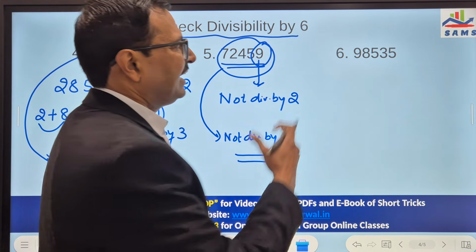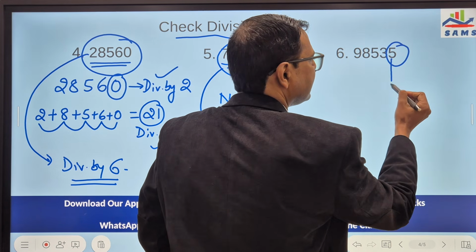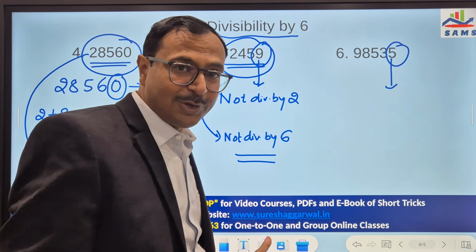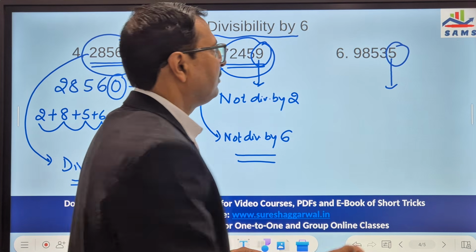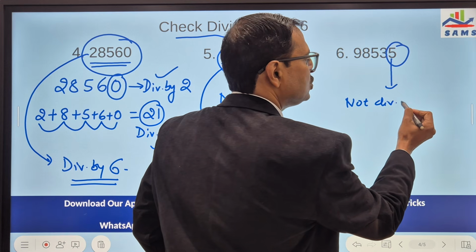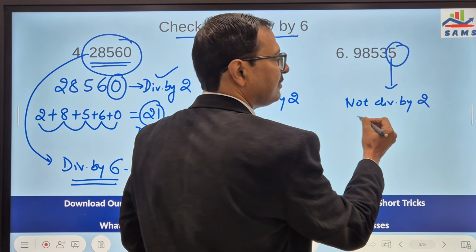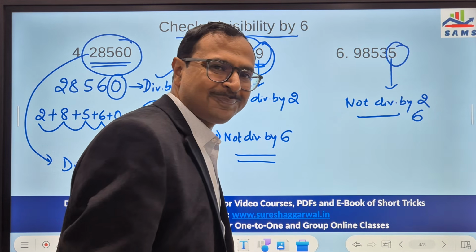Okay. Let's look at this. Here also I have this unit digit as 5. When I have the unit digit as 5, job done for me, because this is not divisible by 2. And not divisible by 2 means not divisible by 6 also.